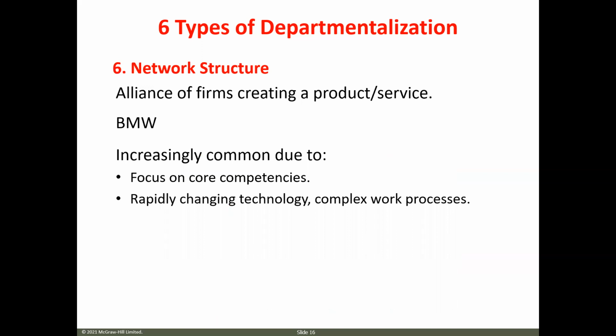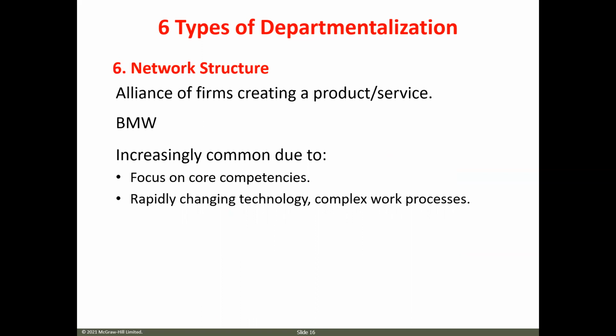Now, number 6, or the last one, is the network structure, another common thing that we need to think of. And in the network structure, as the name shows, some big companies in the world like BMW are using this, and they're working based on their different companies all over the world work together in order to create a product. If you look at the Apple company, it does the same thing.